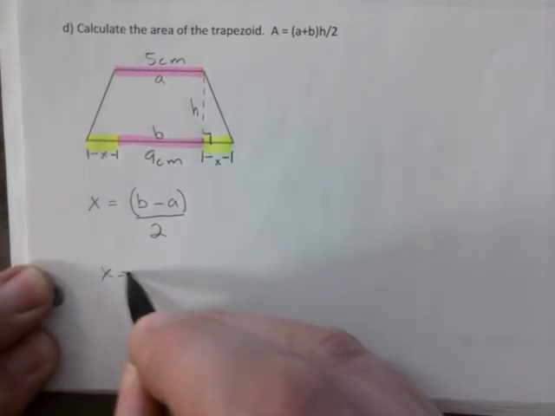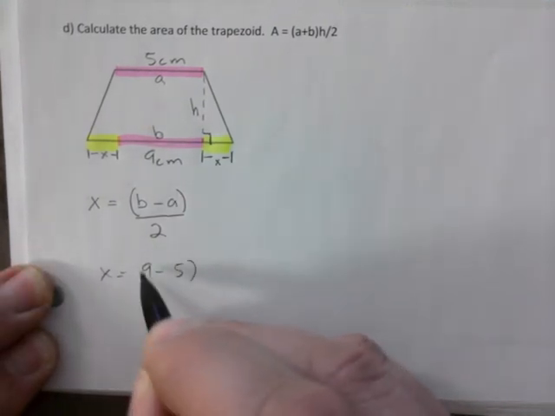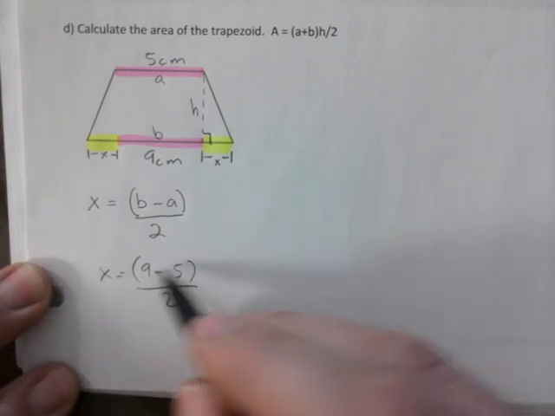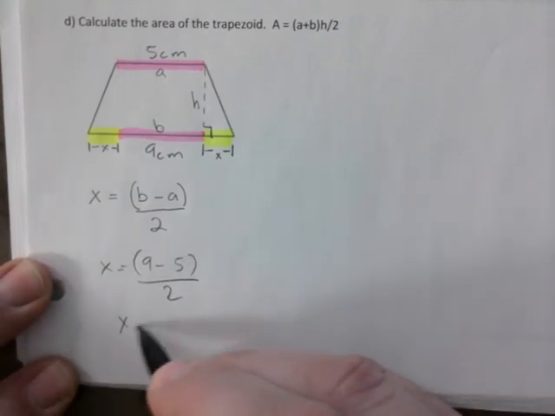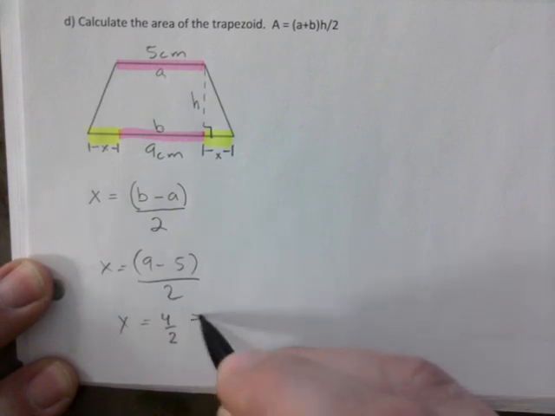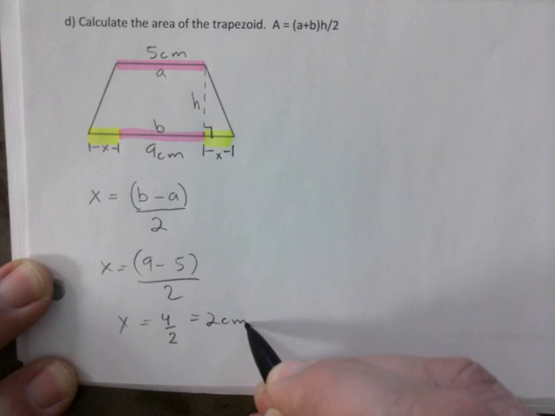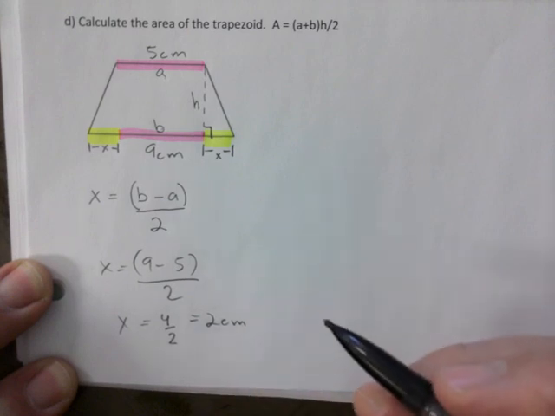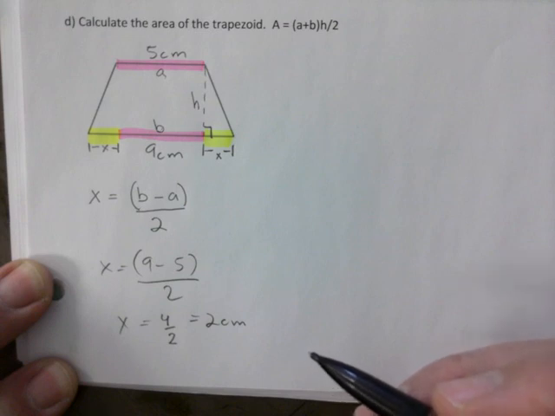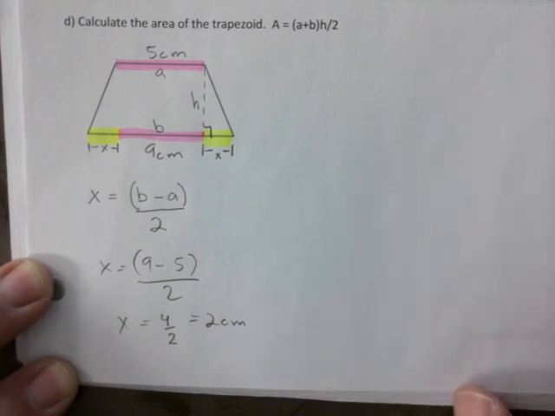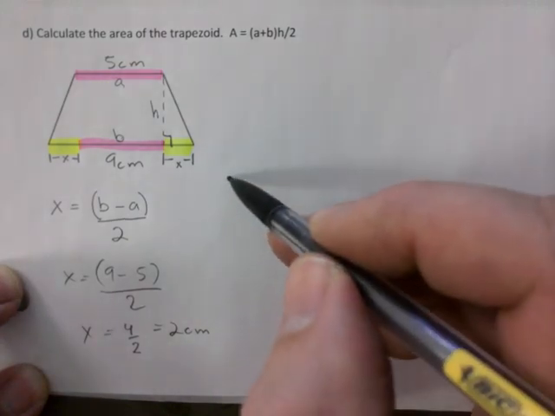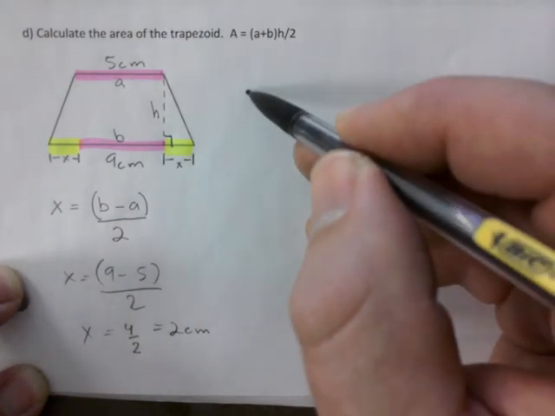So let's do this. This would be 9 minus 5. Make sure you always do things in brackets. 9 minus 5 is 4. 4 divided by 2 is 2 centimeters. So that's my height. No, not my height. Sorry, this is x.